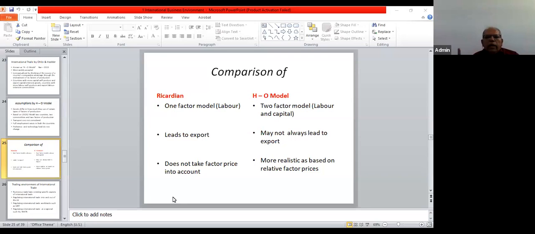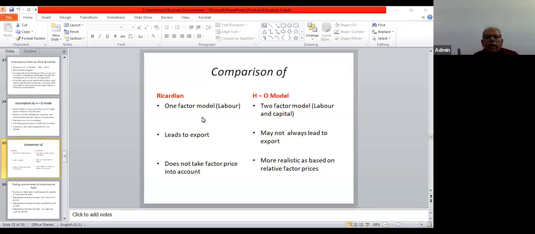Second difference between Ricardian and HO: Ricardian leads to export, whereas the HO model may not necessarily always lead to export. Then the third and last difference: Ricardian does not take price into account. Ricardo does not consider price, whereas Ohlin and Heckscher are more realistic as they are based on relative factor prices. And that is why the HO model is widely accepted.